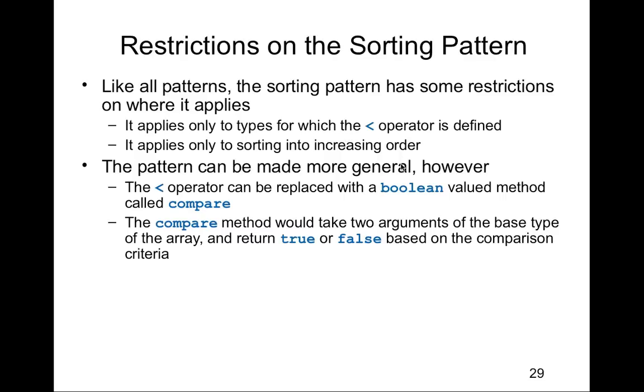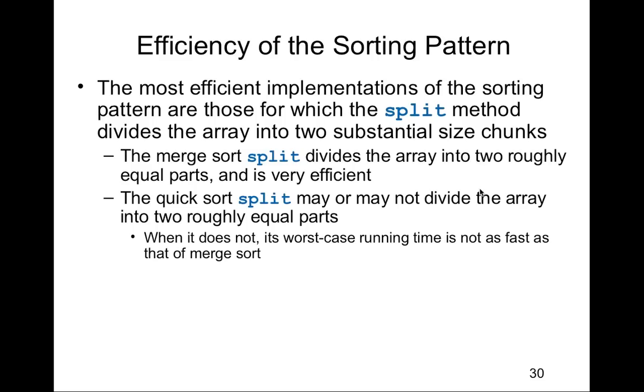And the pattern can be made more general, so the smaller than operator can be replaced with a Boolean method called a compare. We see this? We actually saw this in some of the Java examples if you were in the data structures course. So the compare method would take two arguments, the base type of the array, and then return true or false depending on the comparison. And if they were equal, it could throw them into a container or something.